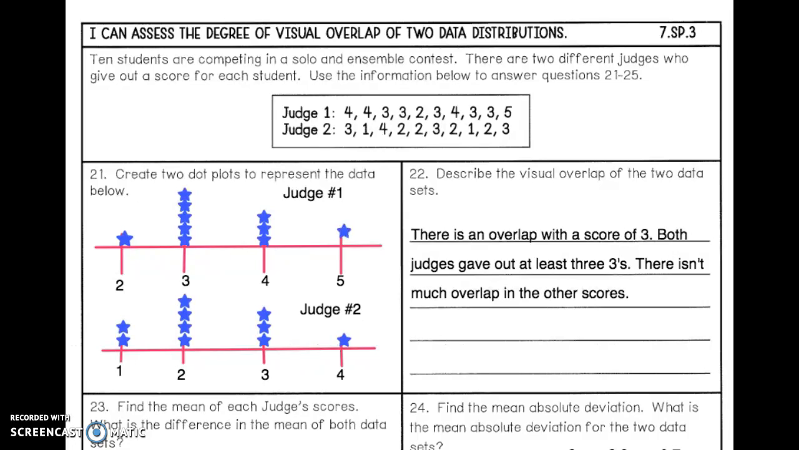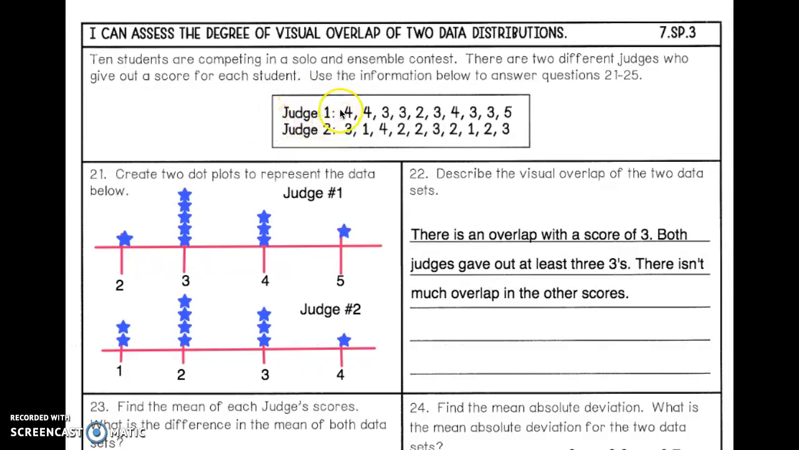This I can statement to start this page says, I can assess the degree of visual overlap of two data distributions. So the questions all pertain to this question up here at the top, which says 10 students are competing in a solo and ensemble contest. There are two different judges, Judge 1 and Judge 2, who give out a score for each student. Use the information below to answer questions 21 through 25.